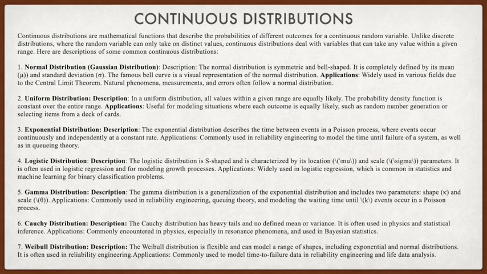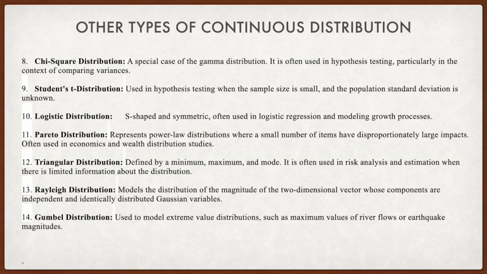Other types of continuous distribution are chi-square distribution, Student's t distribution, logistic distribution, Pareto distribution, triangular distribution, Rayleigh distribution, Gumbel distribution. Chi-square, a special case of gamma distribution, is used in hypothesis testing, especially in the context of comparing variances. Student's t distribution is used in hypothesis testing when the sample size is small and the population standard deviation is unknown. Logistic distribution, S-shaped and symmetric, is often used in logistic regression and modeling growth processes.